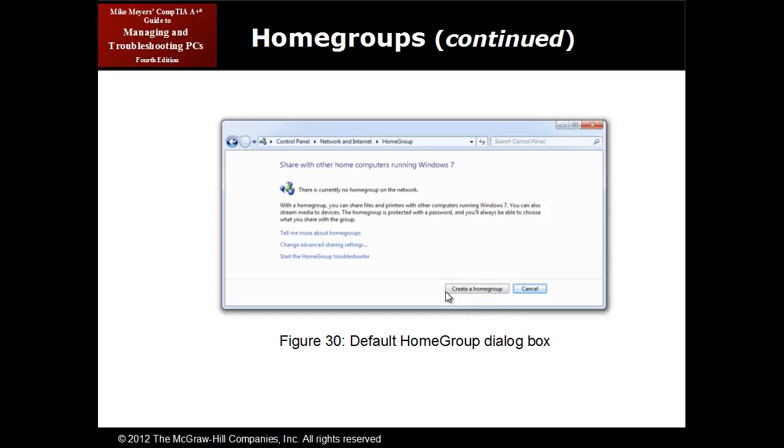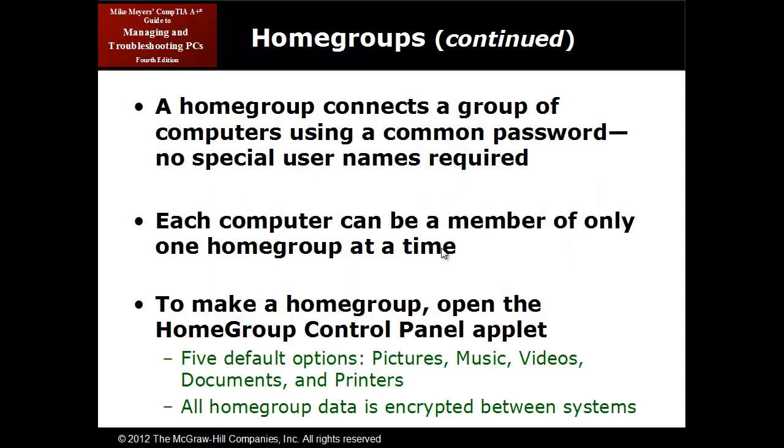It just pretty much comes up with a password, and it's automatically generated and kind of cryptic. That is what you'll need to use to have any other computer join that home group. Once the home group is joined, then you decide what you want to share with it.